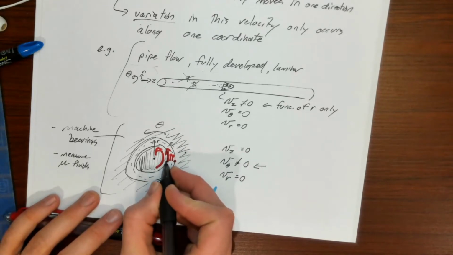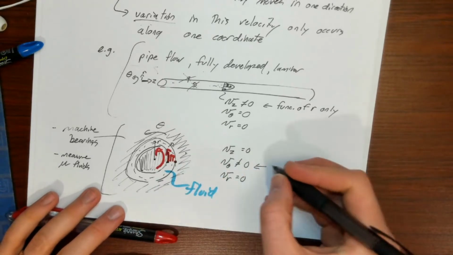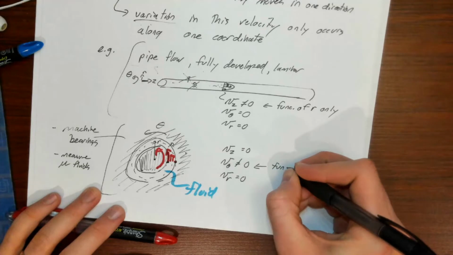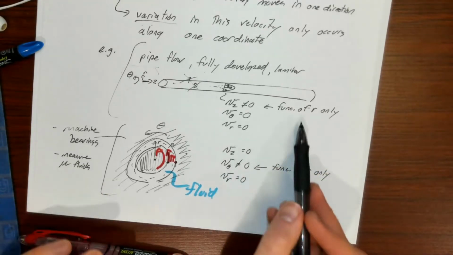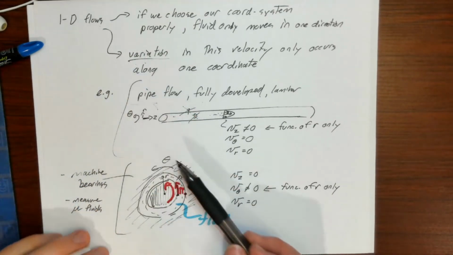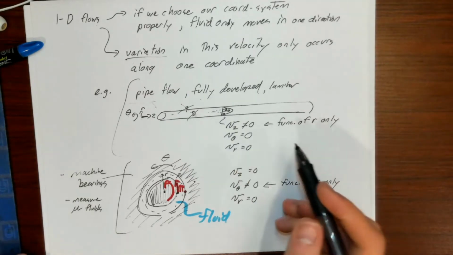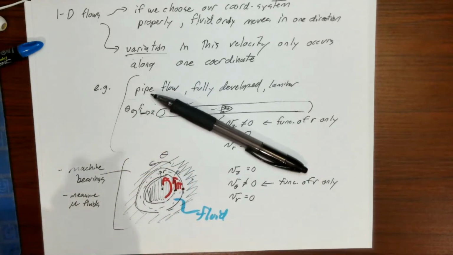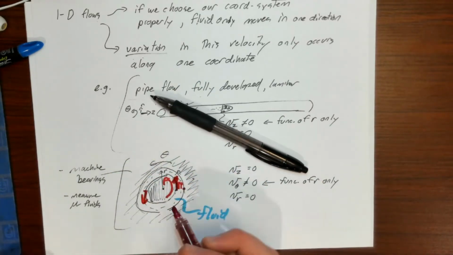I have a fast velocity here and no velocity at the stationary outer part. So in this case, we have some non-zero theta velocity, and it's a function of r only. It turns out that we get 1D flows even in cases where we don't have cylindrical coordinate systems. But I just use these to emphasize that it's not necessarily that the fluid is only moving in one direction, because I have fluid moving up here and down here.